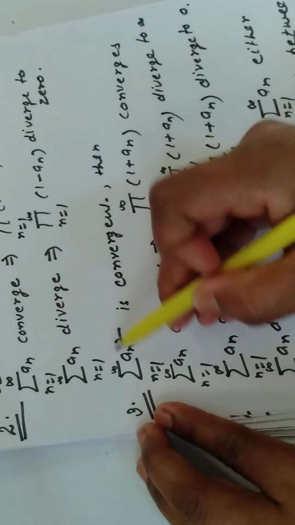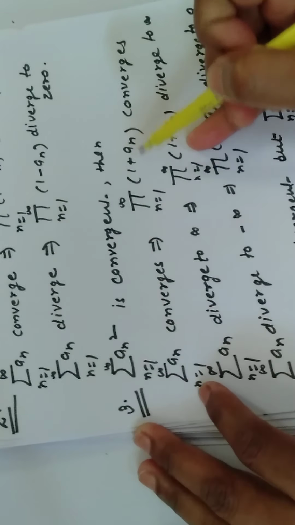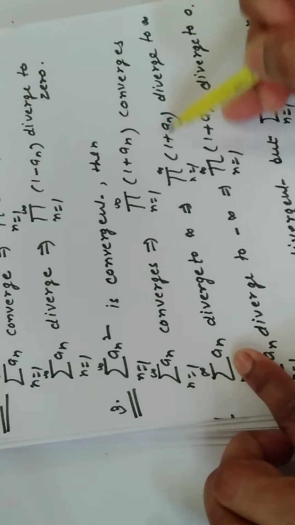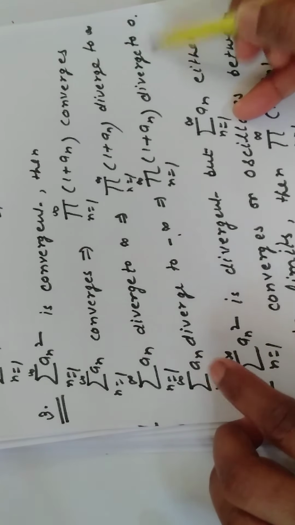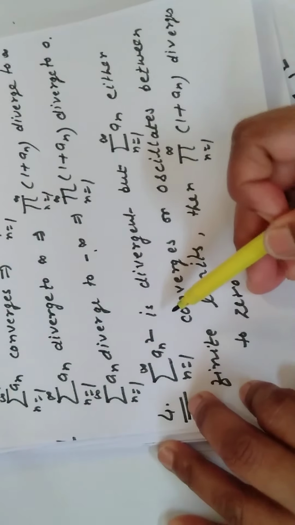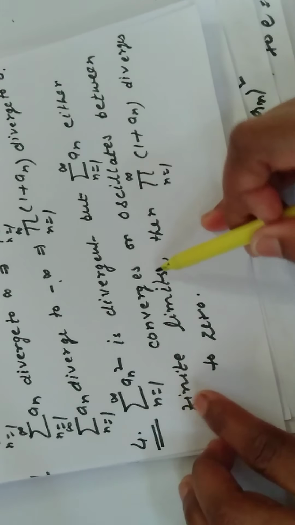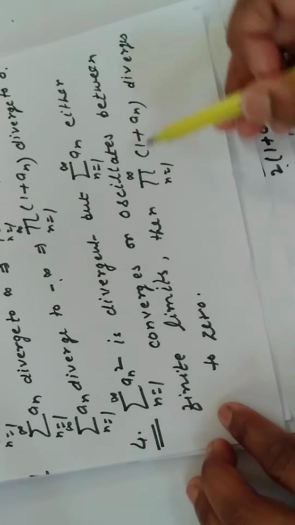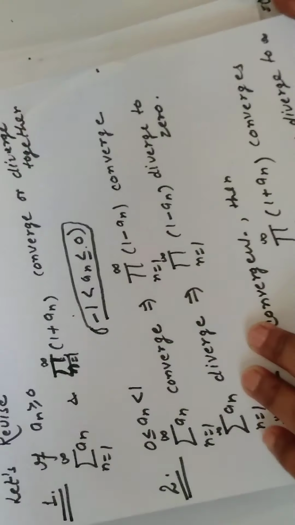The third theorem which we did is that if summation n square is convergent, then summation n convergent implies the product convergent, summation n diverges to infinity implies the product diverges to infinity, and diverges to minus infinity implies the product diverges to 0. And the last, which we did recently: summation n square is divergent but summation n is either convergent or oscillates between finite limits, then this product diverges to 0. That's all which we did in the previous theorems. These points you have to remember for numerical problems.